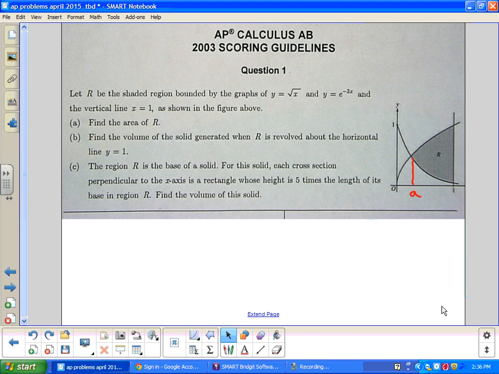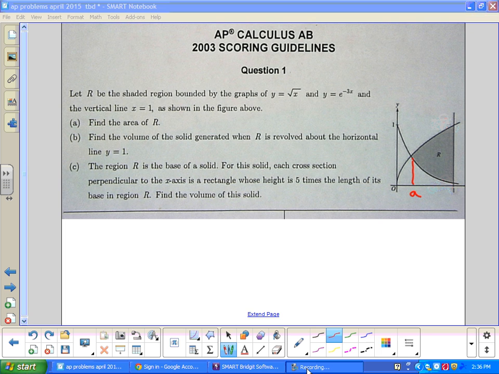All right, so what we have here, guys, is 2003 question 1. It's a calculator problem. It says, let R be the shaded region of the square root of x, which has to be the top curve, and e to the negative 3x, which is a decreasing exponential curve, the bottom curve. Now, it says with a vertical line x equals 1, and it draws everything for you in this pretty picture, but it doesn't give you the intersection point A. Do you guys agree? But it does show you 1.